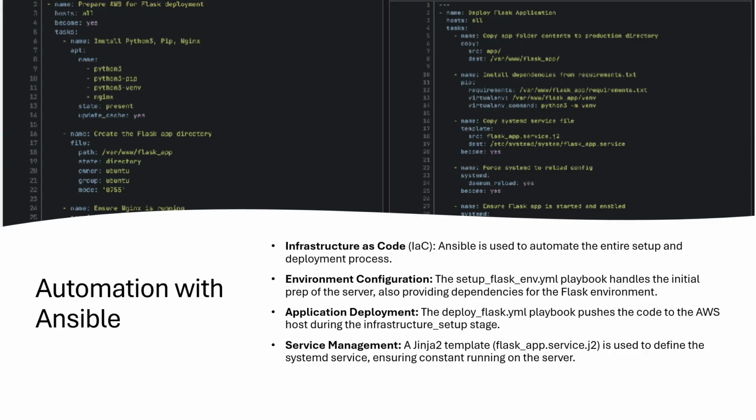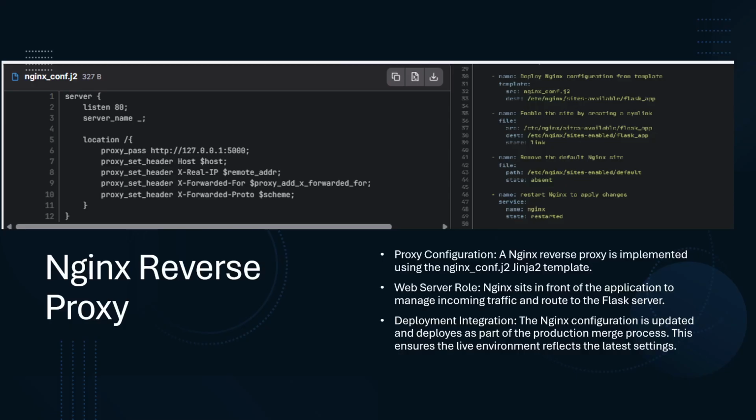The automation with Ansible, infrastructure as code. Ansible is used to automate the entire setup and deployment process. Environment configuration: the setup Flask env YAML playbook handles the initial prep of the server, also providing dependencies for the Flask environment. Application deployment: the deploy Flask YAML playbook pushes the code to the AWS host during the infrastructure setup stage. And then service management: a Jinja 2 template, named Flask App Service J2, is used to define the systemd service, ensuring constant running on the server.